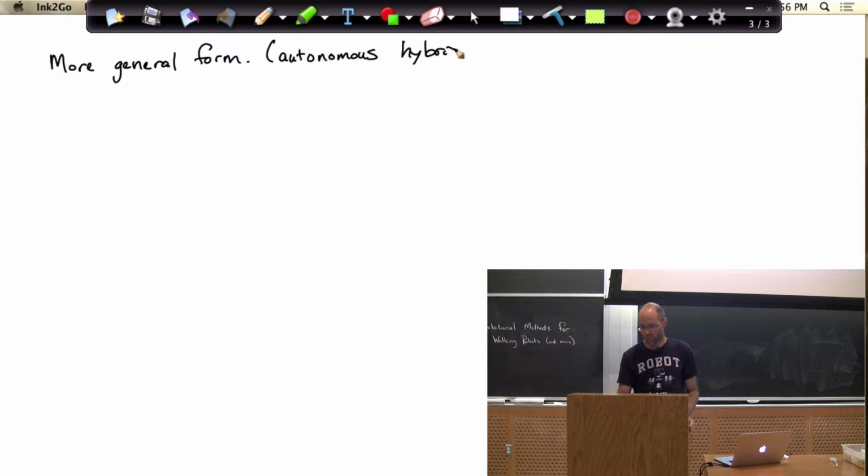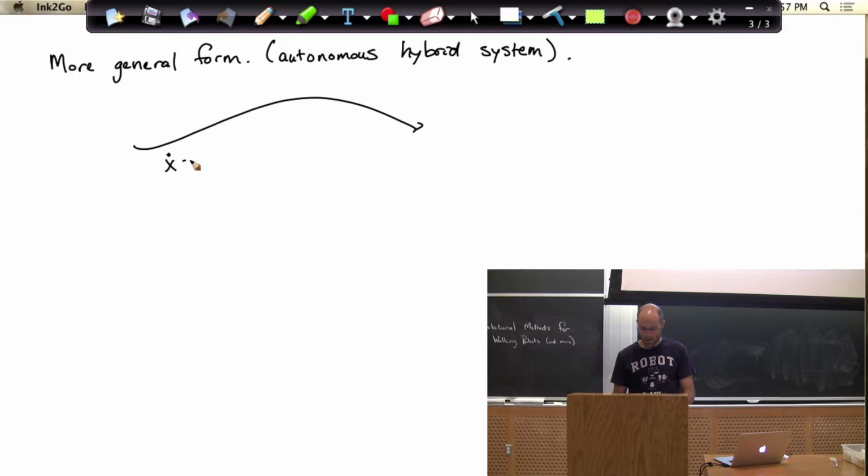Okay? So in general, when you're thinking about these systems with instantaneous events, the picture you might have in your head is that you have some continuous trajectory. It's governed by some continuous dynamics. Let's call it F1 of x. It could even be dependent on u. You could have control inputs. That's fine.